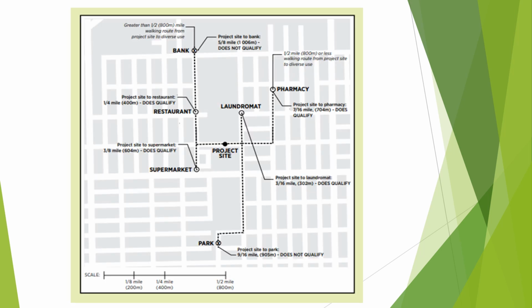In the example, we can see that the supermarket, which is 1/8 mile, and the restaurant, which is 1/4 mile from the project site, meet the credit distance requirement and qualify for the credit calculation. Whereas the bank, which is 1/8 mile from the project site but greater than half a mile walking distance, does not meet the credit distance requirement and hence does not qualify for the credit calculation.